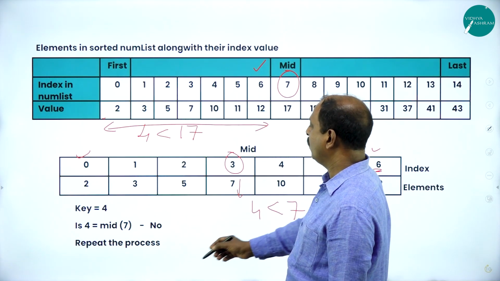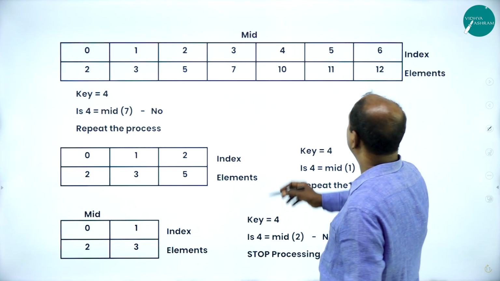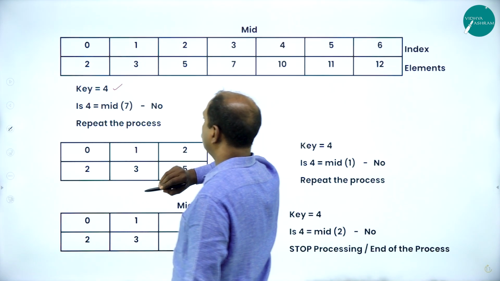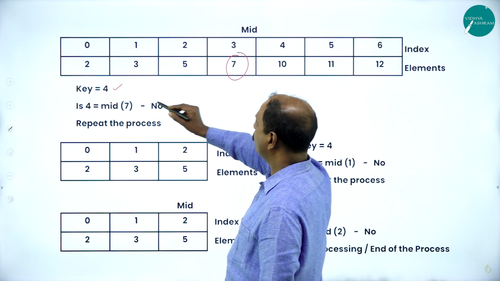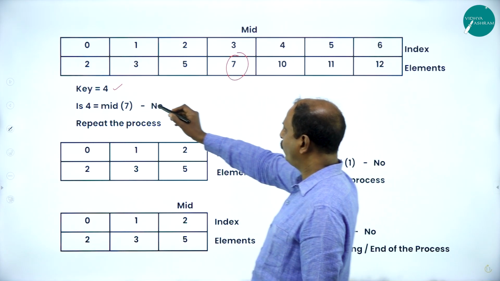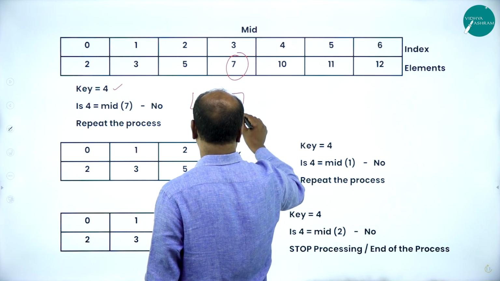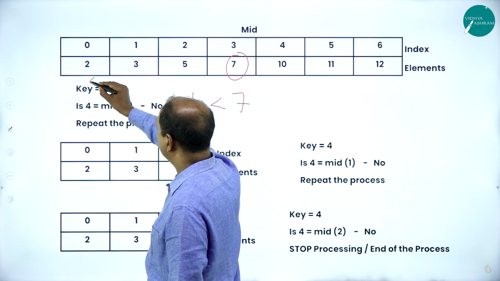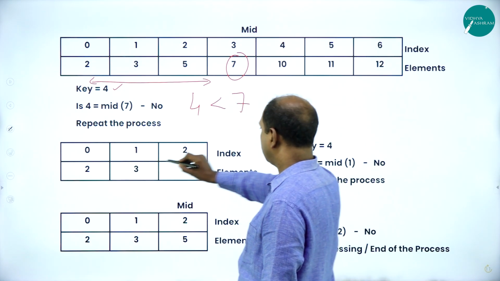In the next step, we repeat the same process and find the middle element. Here the key value is 4 and the middle element is 7. This 4 is not equal to 7, so we have to repeat the process. And 4 is less than 7. Now the process should take place from here to this point. Please make a note of it. These are the values here.